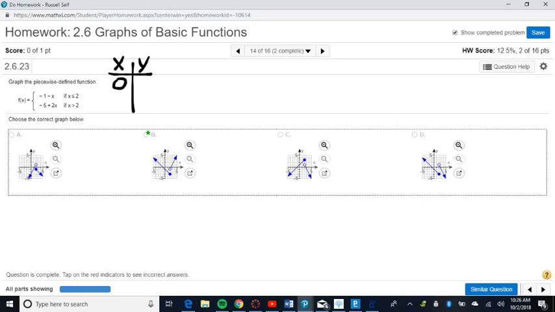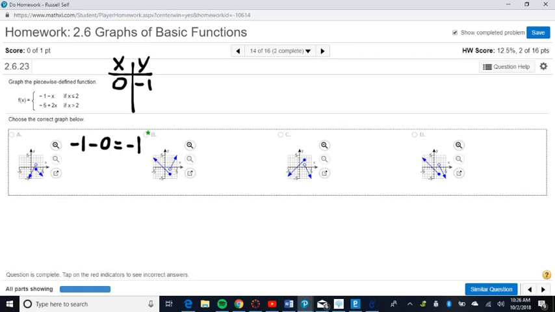We're going to try 0, right? So that gives us negative 1 minus 0. And negative 1 minus nothing is still negative 1. Our constraint is that it has to be less than or equal to 2. Well, negative 1 is less than that. So that means that our first graph includes the point 0, negative 1.